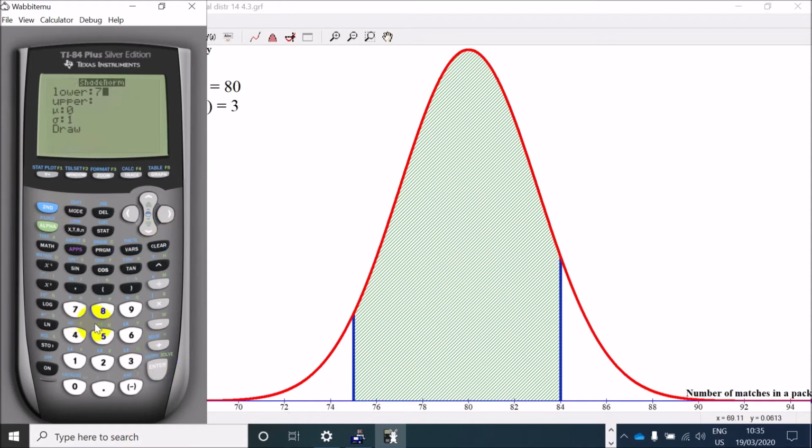Need to repeat it. No problem. 75 and 84. Our mean is 80 and our standard deviation is 3. Let's draw. And look, there we have it. You can see the lower boundary is 74, the upper boundary is 84, and the area is 0.860998. So the probability that I pick a matchbox and the number of matches are between 75 and 84 is 86.1%.